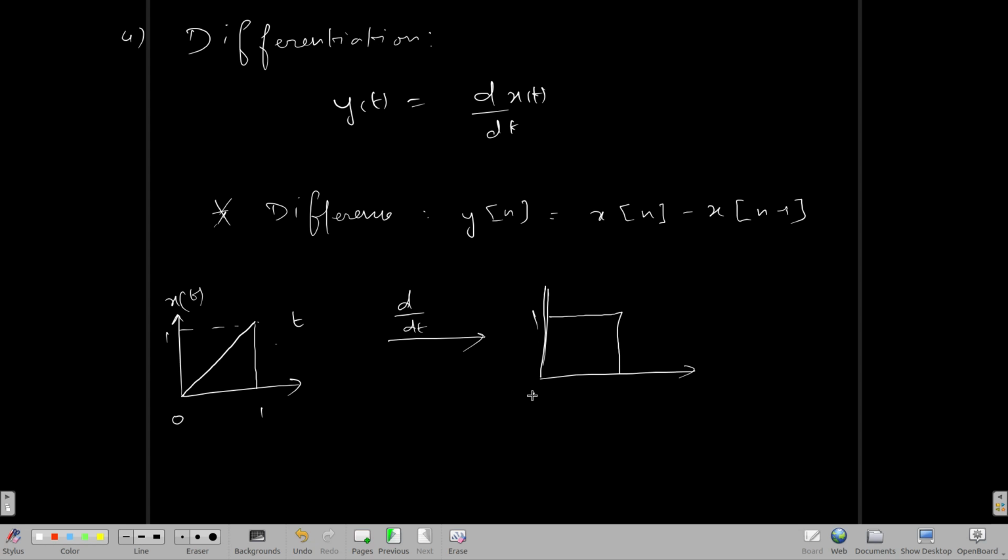So for whatever duration the signal was there, the derivative will be the actual derivative of the signal and will be present for that particular duration, right?